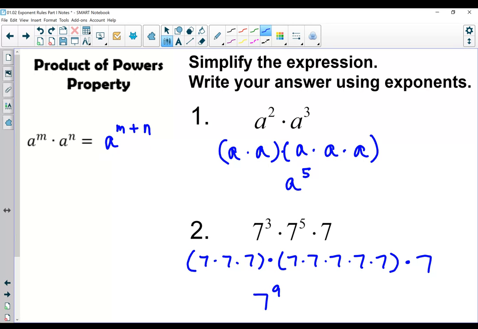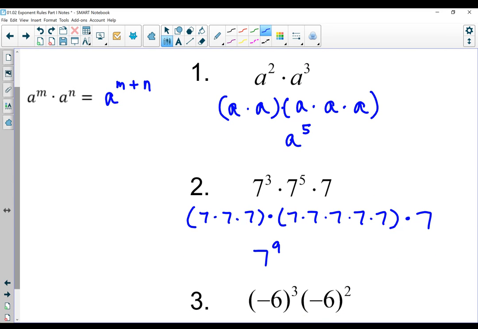Something else to look at here is that when I'm multiplying up all these 7s, it doesn't become 49 to the 9th, right? I'm just counting up how many 7s. The base is still 7. I'm not changing the base. I'm only changing the exponent.